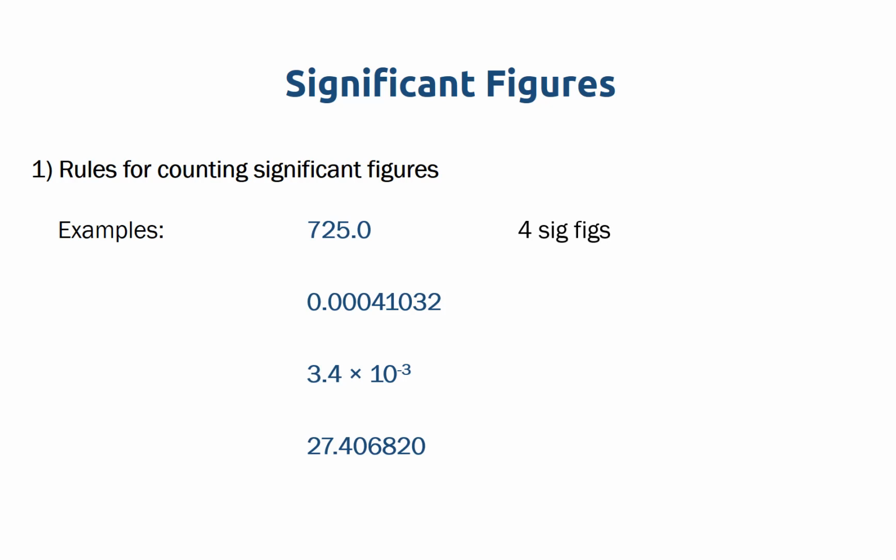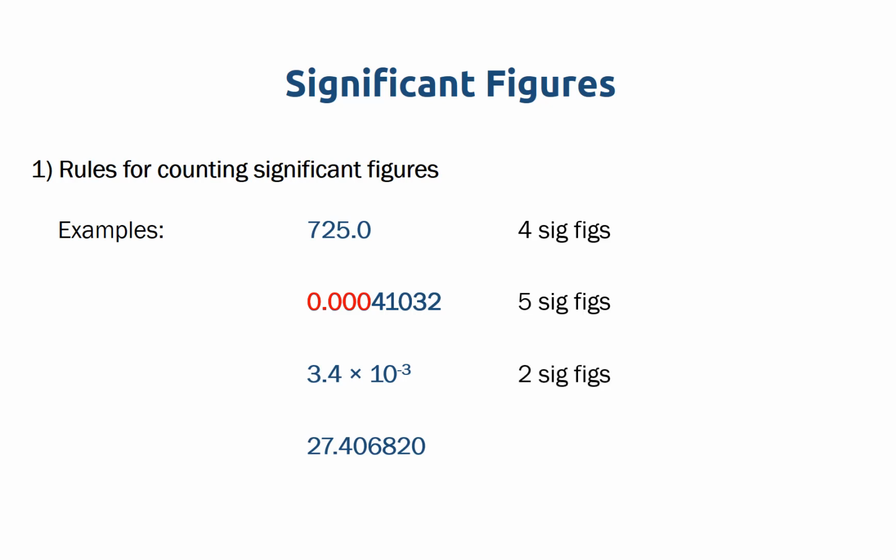For the first one, there are 4 significant figures because we count all of the non-zero numbers and the ending 0 comes after a decimal point. In this number, we have 5 significant figures. Remember that all 4 of those leading zeros are insignificant. So all of the numbers after the zeros do count. We count the 4, 1, 0, 3, and the 2, making 5 significant figures.